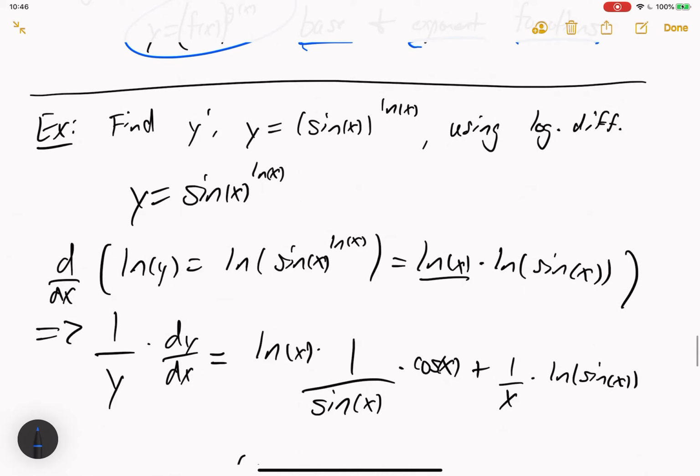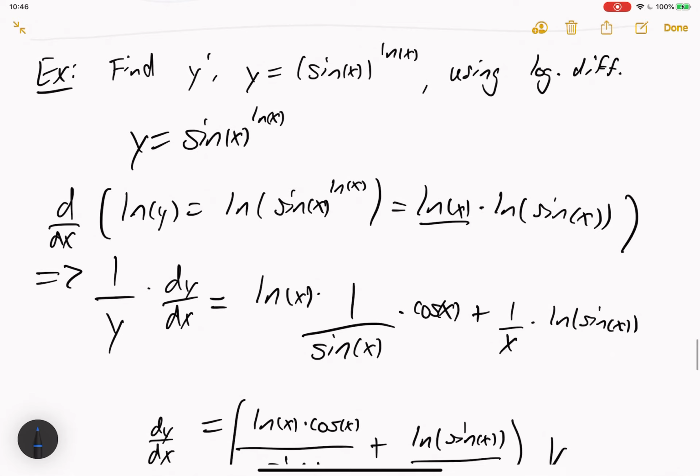So an example is, we want to find y prime, where y is equal to sine of x raised to ln of x, using logarithmic differentiation. So again, y is equal to sine of x raised to ln of x. So we're going to take the ln of both sides to get ln of the sine of x raised to the ln of x. And let me just keep it like that. It looks weird.